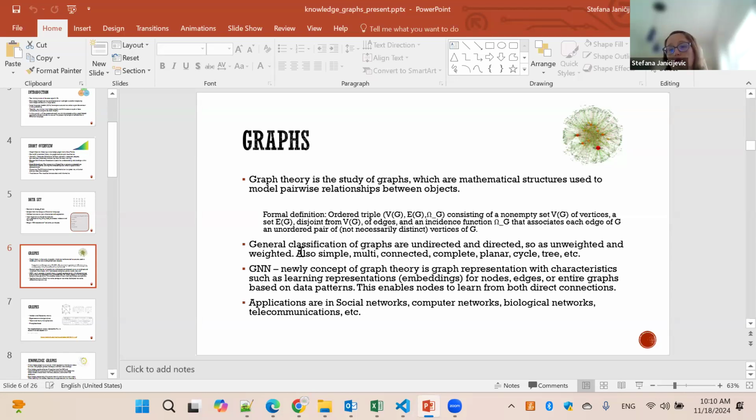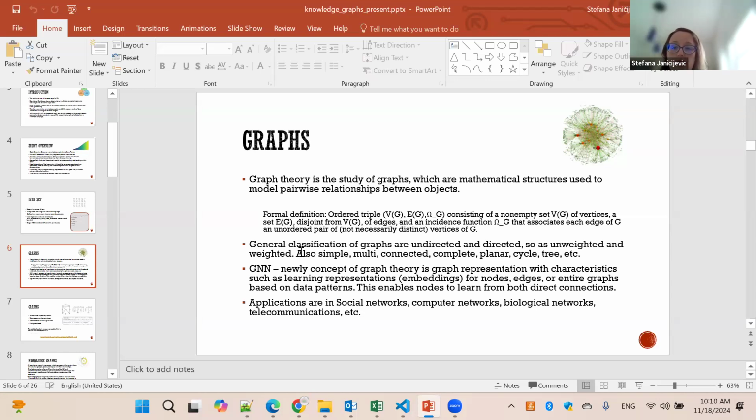Sometimes I'm calling, so nomenclature such as nodes or vertices are the same. Sometimes I'm saying nodes, sometimes vertices, it is equal. Also edges, you can have edges, relationships, links. So these are also equal nomenclature. A graph consists of a set of vertices or nodes and edges, connections, where vertices represent entities or objects and edges represent relationships or connections between vertices.